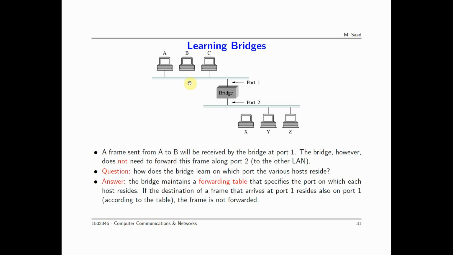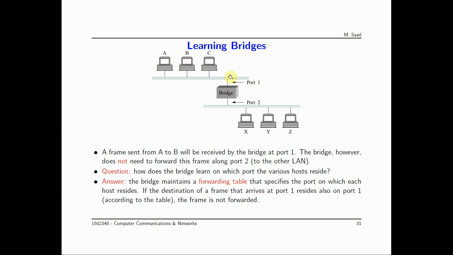A is sending a frame to C. So the frame that travels indicates A as the source and C as the destination. Question, the same question again. Who receives the frame? Now the frame will travel through the top LAN, which means it will be automatically received by B and C, because they're connected to the LAN, and by the bridge from port 1.